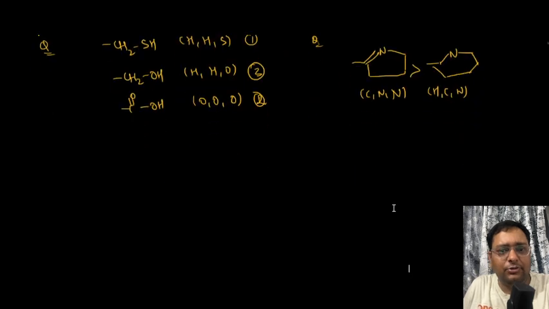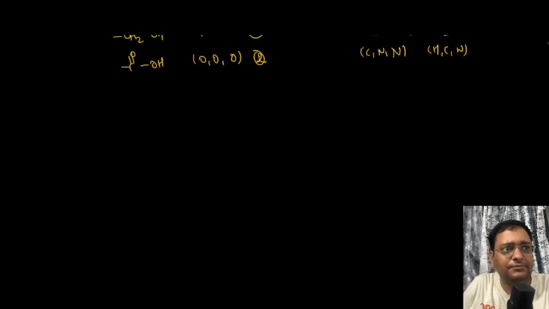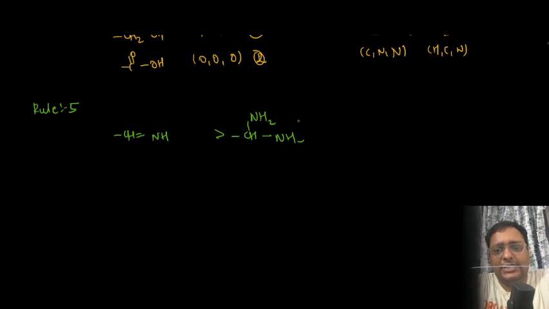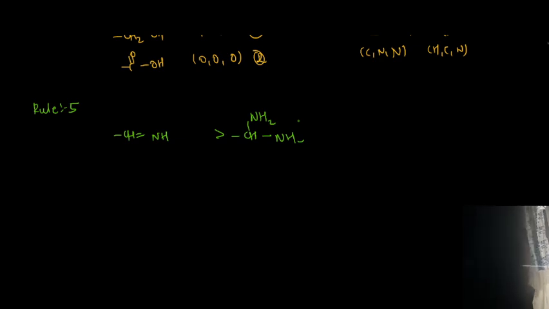Now we're gonna look at rule number 5. So rule number 5 says that, like we have a substance like CH double bond NH, and we have a substance like CH NH2 and NH2, right? So we have a substance like this, CH double bond NH and CH2 NH2. So which are we gonna have the more priority?